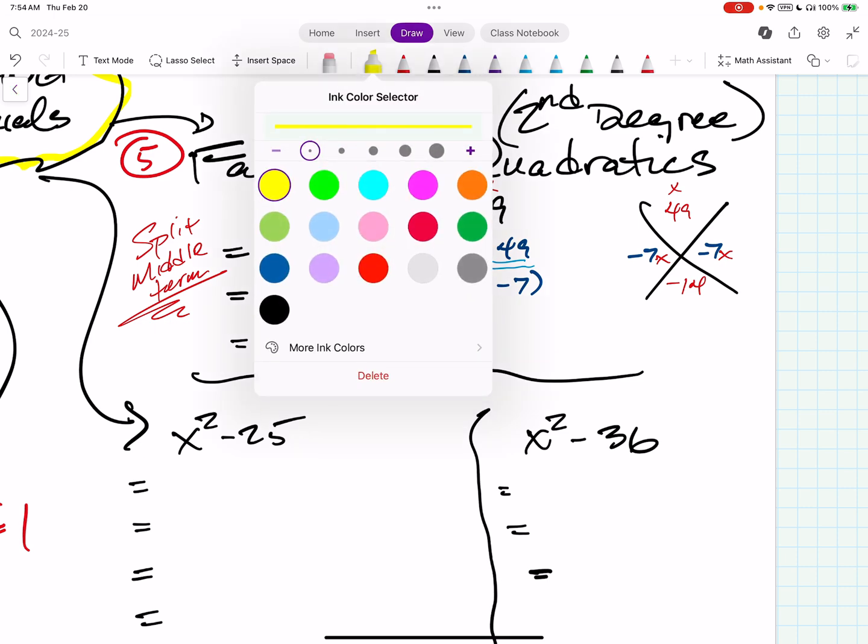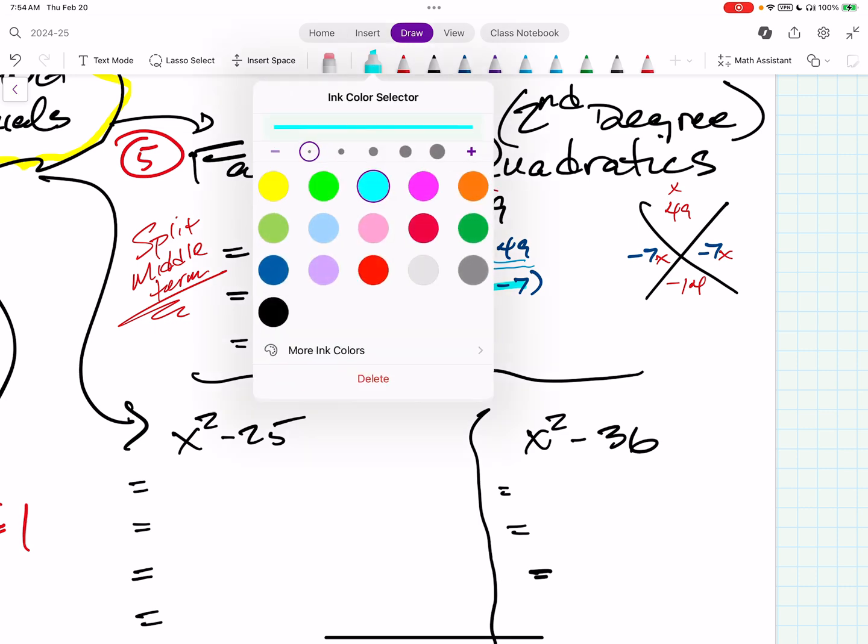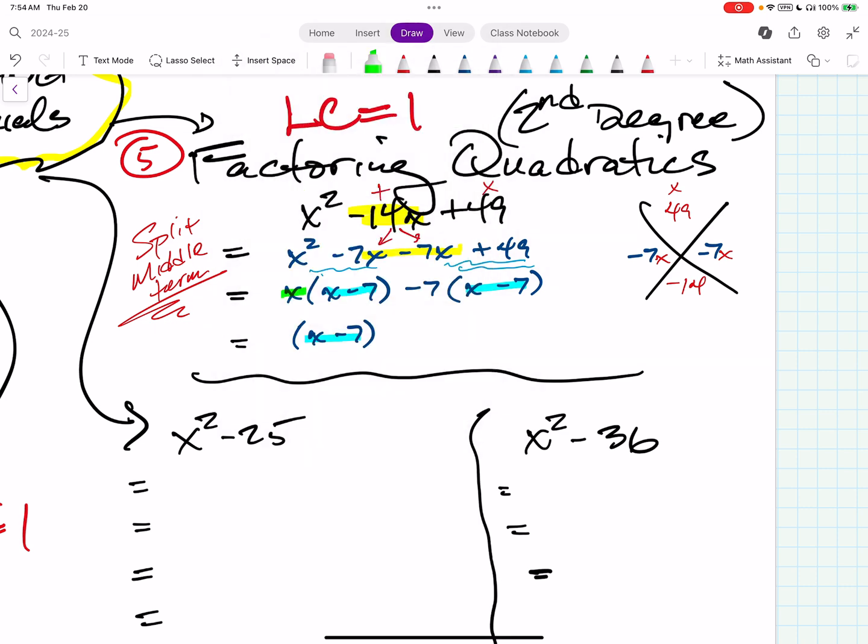So notice that's in common, so factor it out, and then you multiply it by the remaining factors, the x minus 7, and that's our end result. All right, so we get x minus 7 times x minus 7.